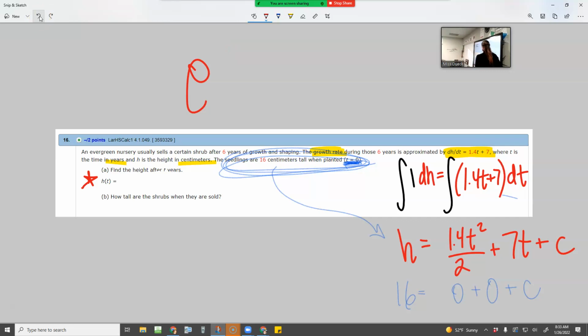Oh my goodness gracious. It's not bad. I promise. Do you see my mental math going on? Because I knew 1.4 divided by 2 is 14 divided by 2 is 7, but there's a point in it. Anyway.